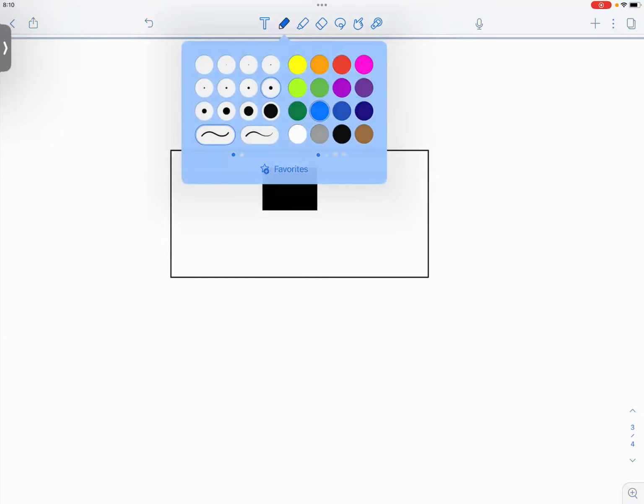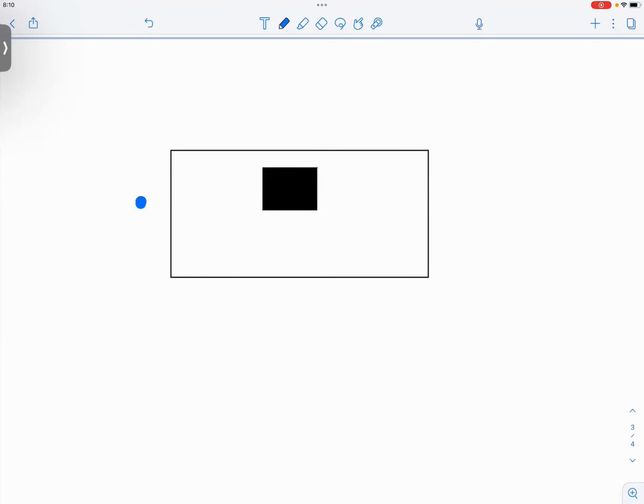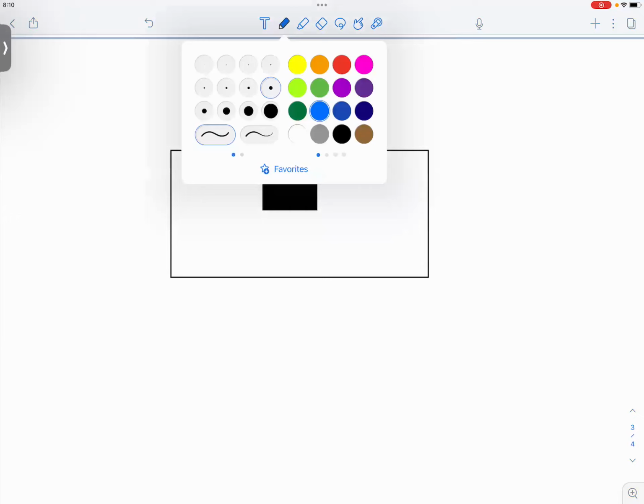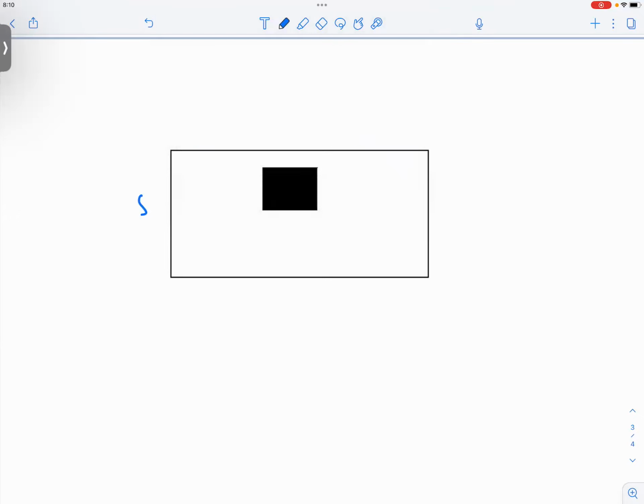So what if I tell you this? What if I tell you that this is 5, this is 10, and this is 2, and this is 3? How would you find out the area of the unshaded region? How would you do it?